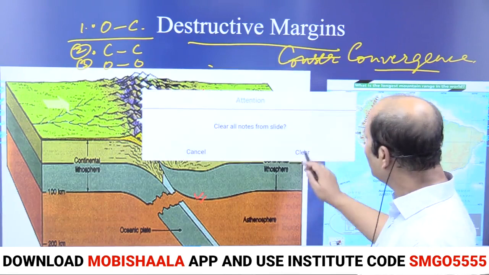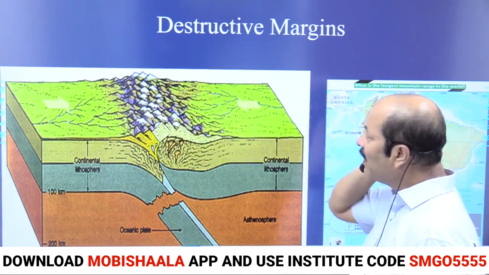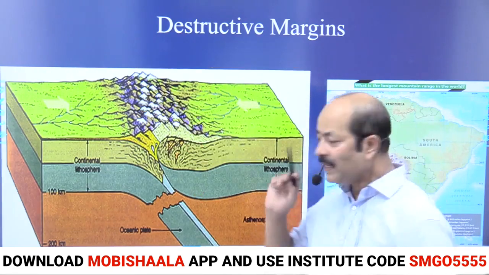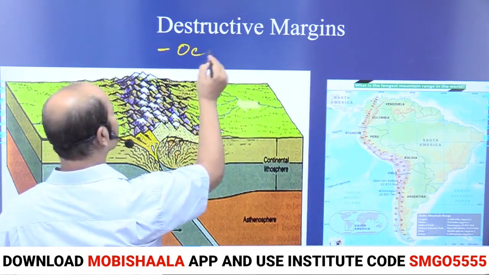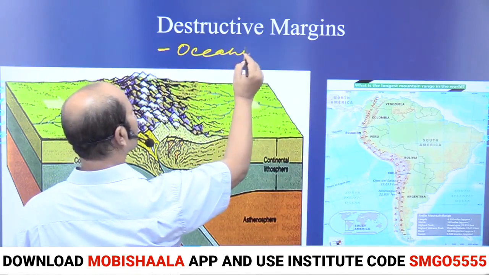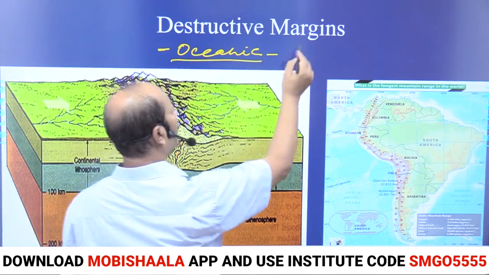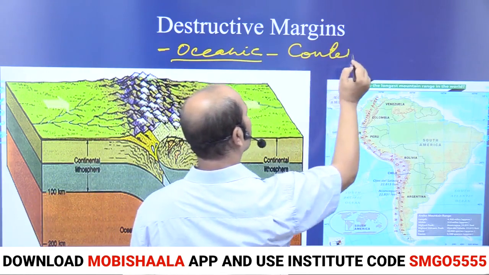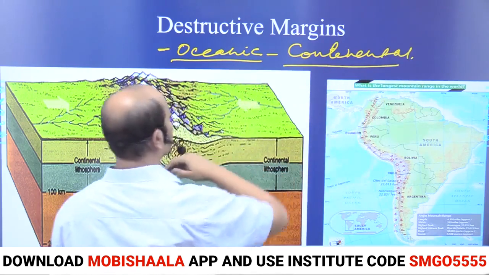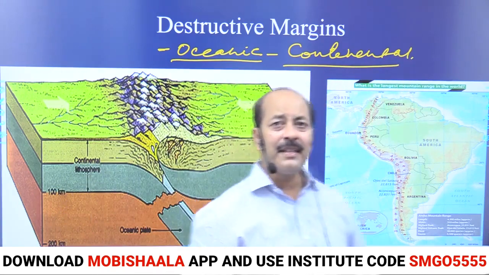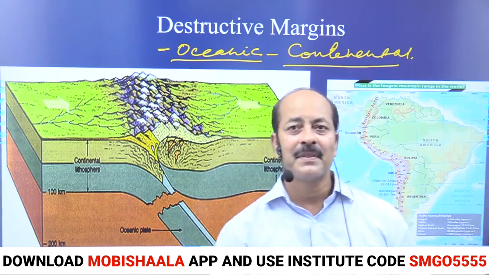Better to go for the first one. You write there, oceanic and continental convergence. So write the first condition, oceanic and continental convergence.